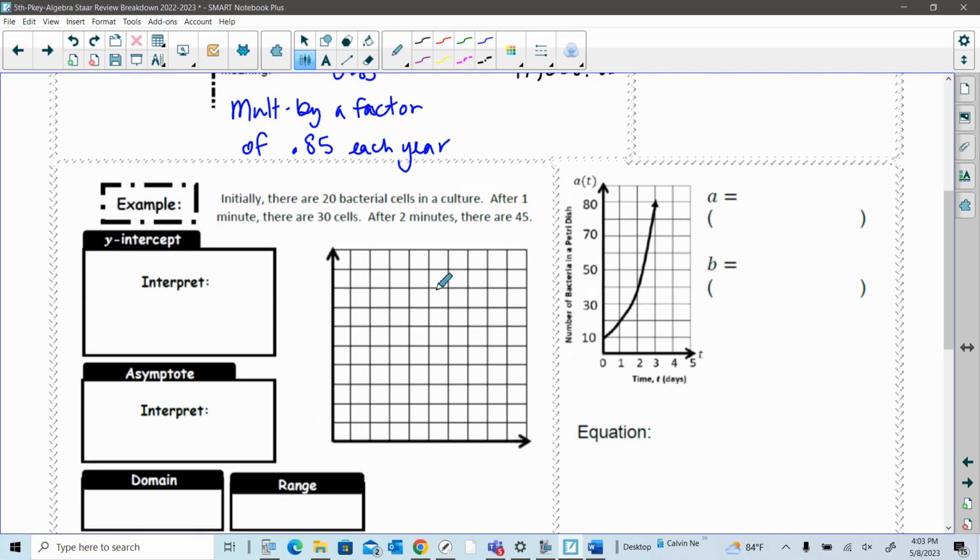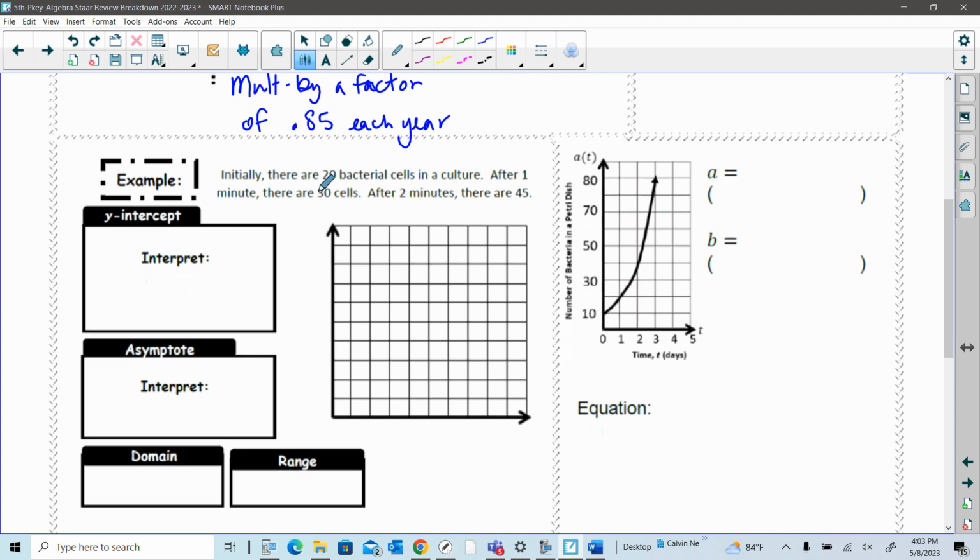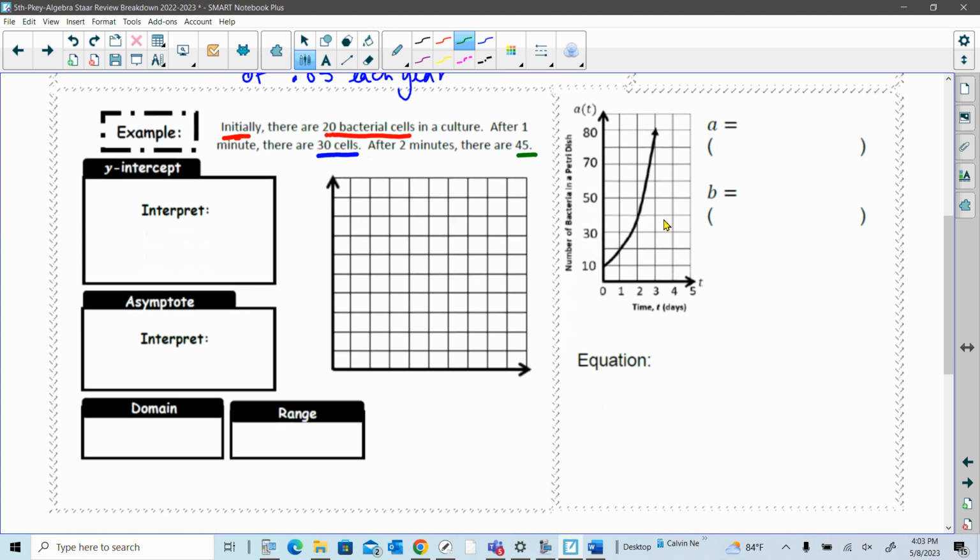Excuse me. You might be asked to graph a scenario. So in this example, we know that there's an initial amount of 20 bacterial cells, and after 1 minute, there's 30 cells, and after 2 minutes, there is 45 cells. To help you see what's going on here, I'm just going to create this little table down here. So the initial amount is 20, then 1 minute, it's 30, and 2 minutes, sorry, it's 45.